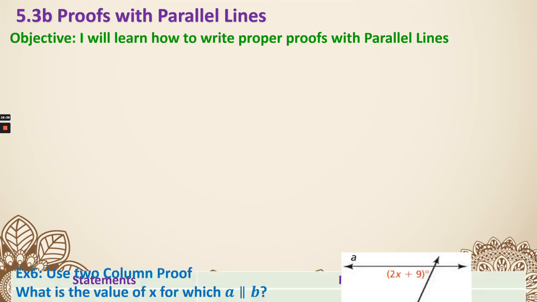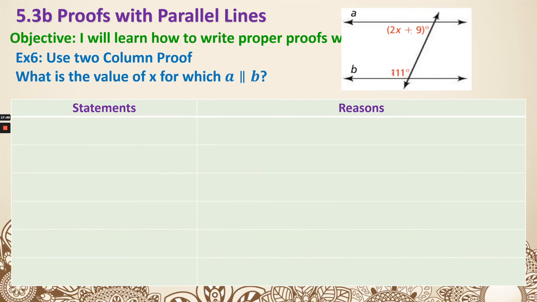Next, example 6. This question is going to look slightly different. It's asking us to use the two-column proof, but there's actually no extra information given, just a graph. We're trying to find the value of x for which A is parallel with B. So we can know our final conclusion is going to be A is parallel with B, but we do need to find our x value first. So we're kind of going to go backwards a little bit.